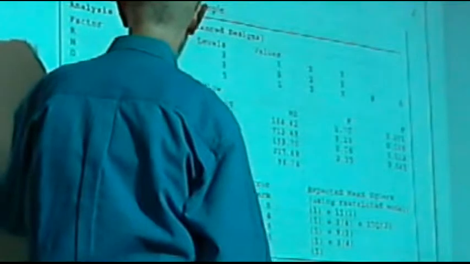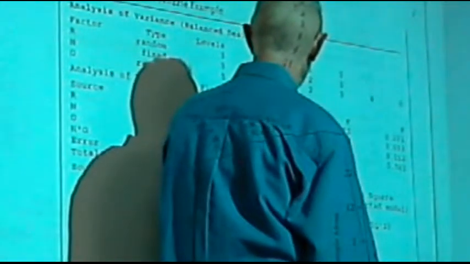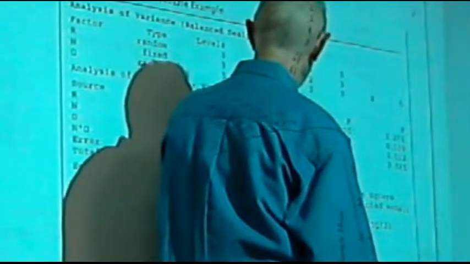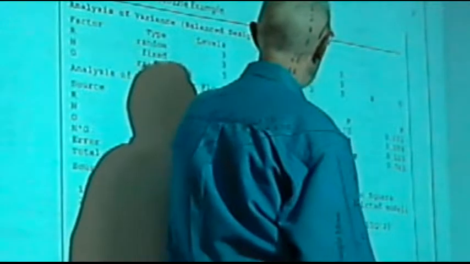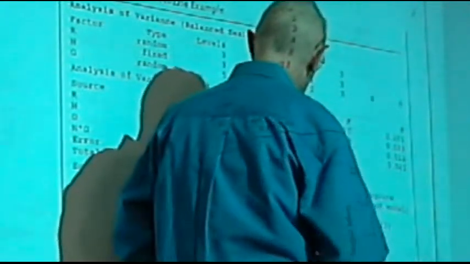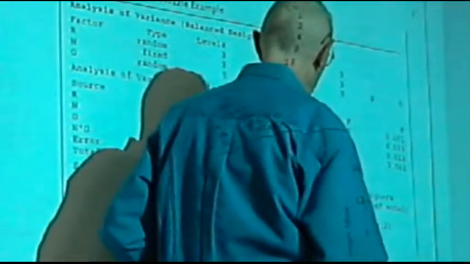So let's see. There's O, there's the mean square for O, there's the mean square error. I combine that, and I get about 2, so that's about right. So again, we can check that the program is doing what we think it should be doing from the expected mean square column.